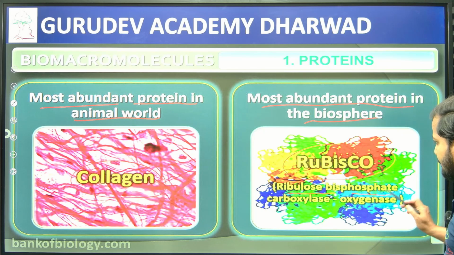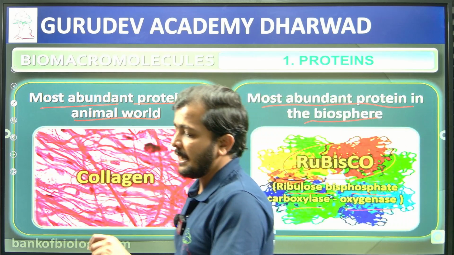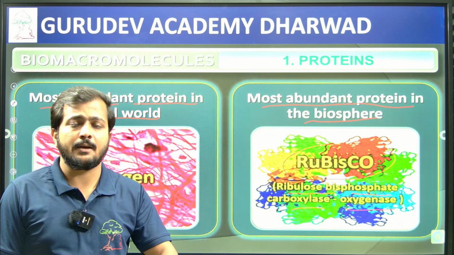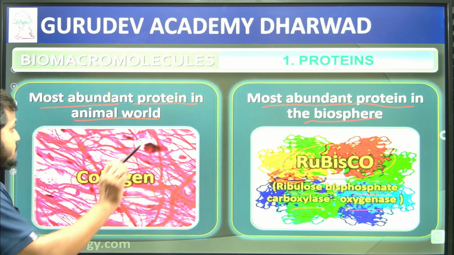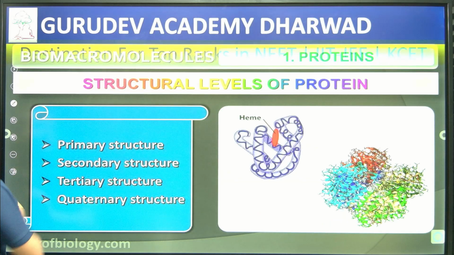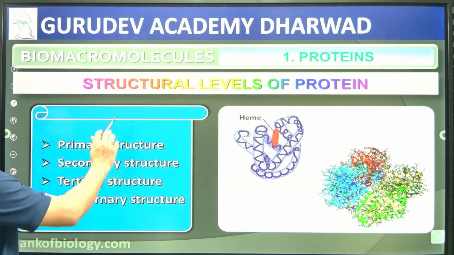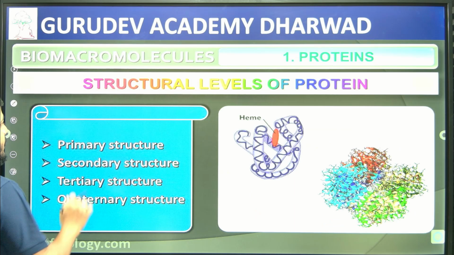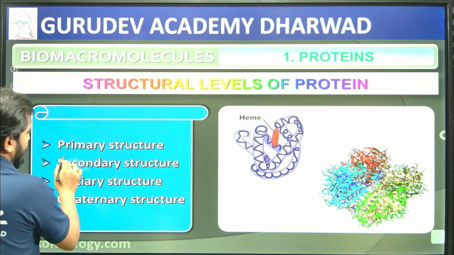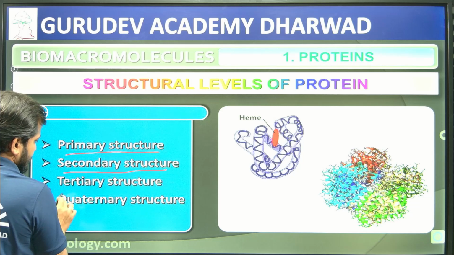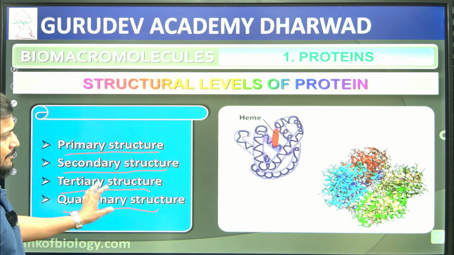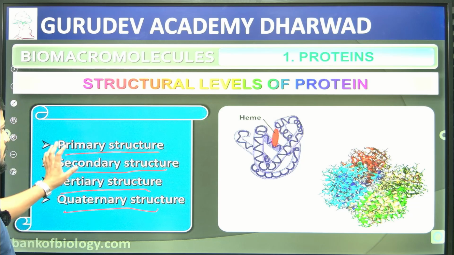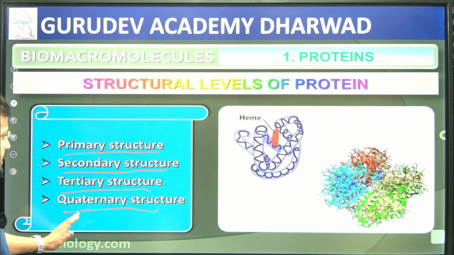Rubisco is ribulose bisphosphate carboxylase oxygenase, an enzyme which helps in the fixation of carbon, and that carries the C3 pathway. That is what you should remember. This is an enzyme. Then the structural levels of protein: it is made up of primary structure, secondary structure, tertiary structure and quaternary structure.